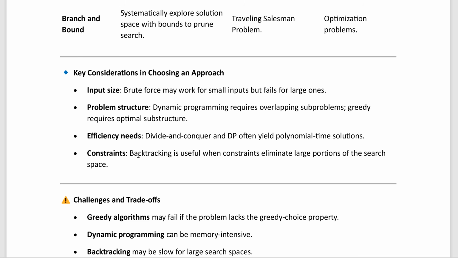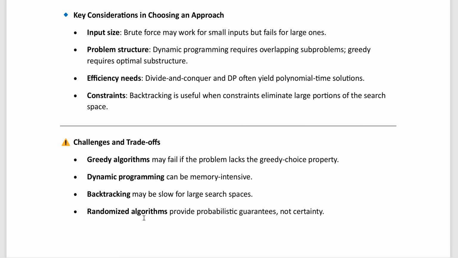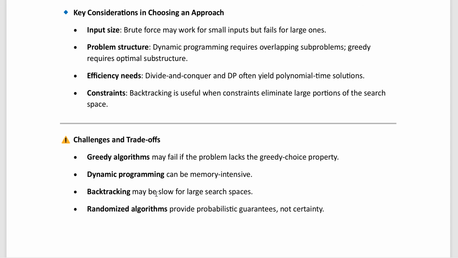So these are the key considerations in choosing an approach, that is, on the basis of which factors you have to choose an approach: the input size, the problem structure. For example, dynamic programming requires overlapping subproblems. What are the constraints? Backtracking is useful when constraints eliminate large portions of the search space. These are some of the challenges and trade-offs. Greedy algorithms may fail if the problem lacks the greedy choice property. Dynamic programming can be more memory intensive. It requires a lot of memory. So these are some of the challenges associated.